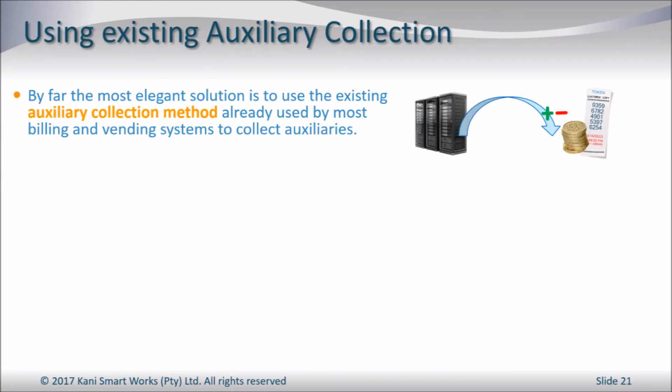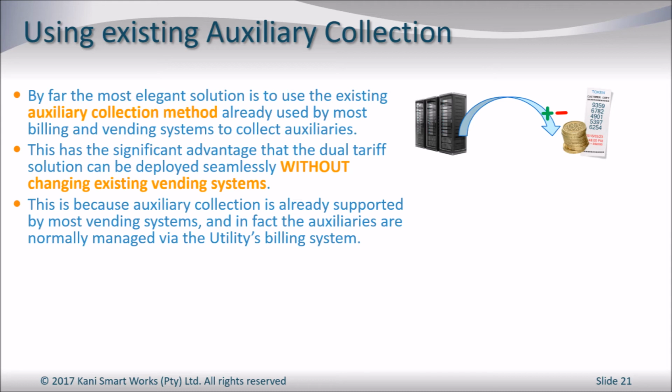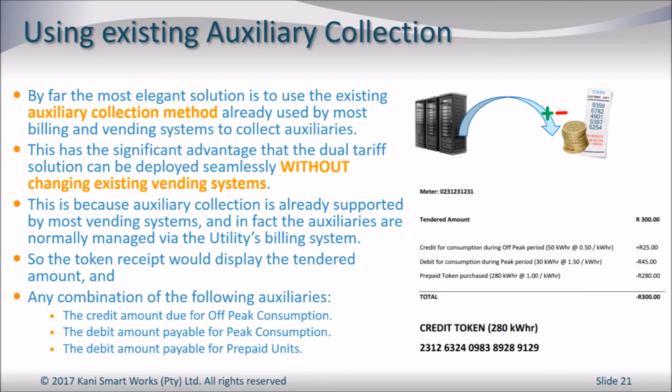By far the most elegant solution is to use the existing auxiliary collection method, already used by most billing and vending systems to collect auxiliaries. This has the significant advantage that the dual tariff solution can be deployed seamlessly without changing existing vending systems. Think about that. This is because auxiliary collection is already supported by most vending systems, and in fact the auxiliaries are normally managed via the utilities billing system. So the token receipt would display the tendered amount and any combination of the following auxiliaries, such as the credit amount due for the off-peak consumption or the debit amount payable for peak consumption.